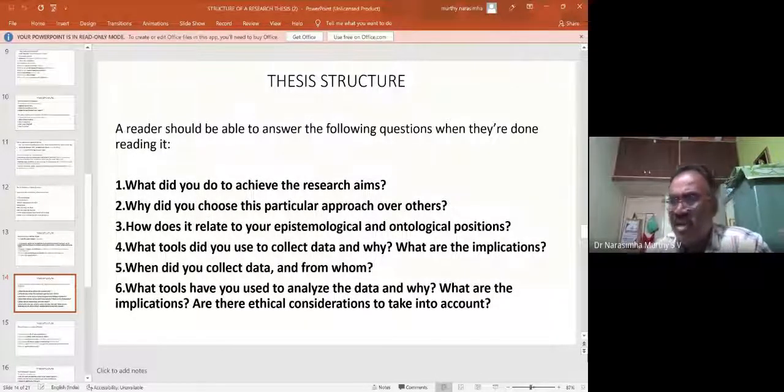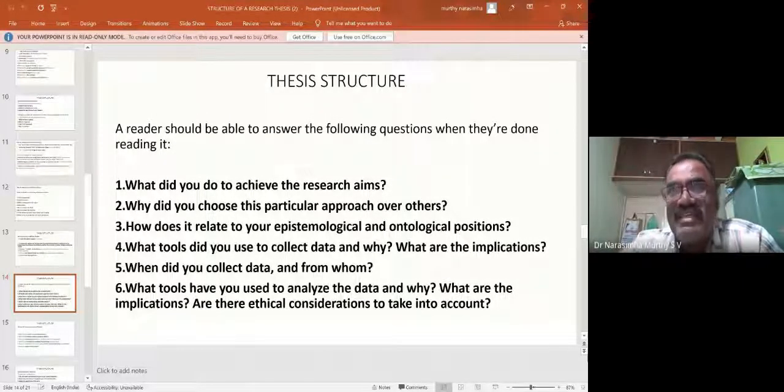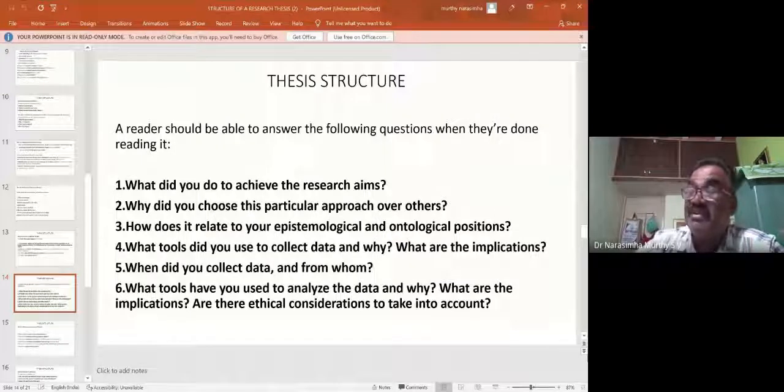There are many ways. Just now, Balaji sir was mentioning different methods of collecting data, different tools, and what are its implications, effects. When did you collect data? And from whom? I mean, sampling, he was talking about sampling. Again, what tools have you used to analyze the data and why? And these point numbers 4, 5, 6, they look very statistical, something that is not relevant to literature. I was thinking so earlier, but I don't think so now. Because in a literature review, you can use a lot of statistics and tools like this.